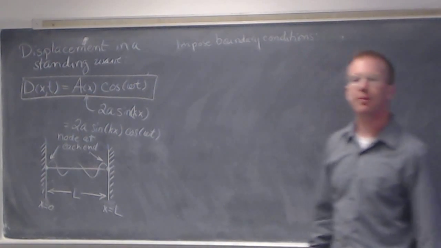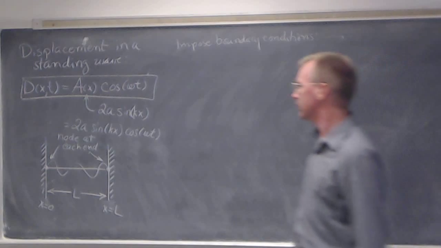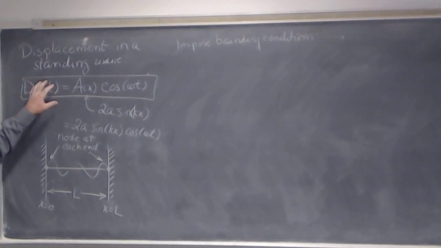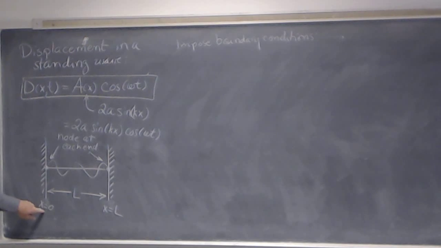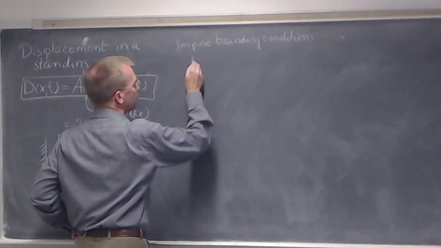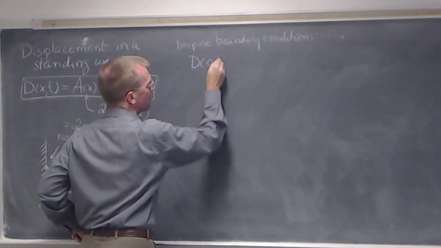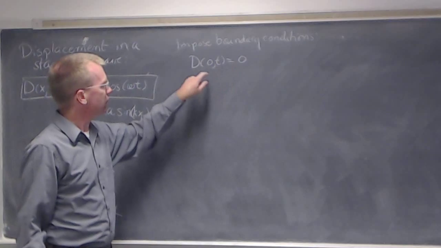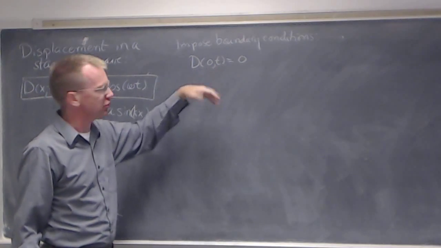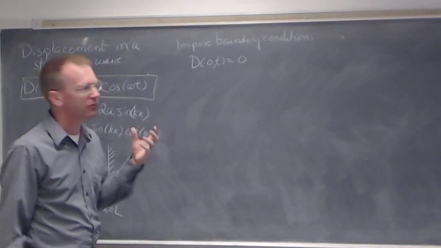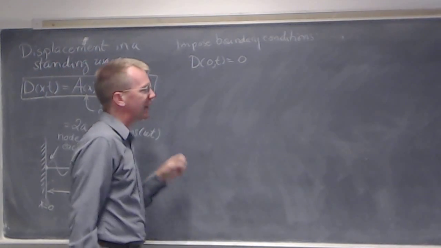So I impose the boundary conditions, is what that means there. That means that I've imposed it on the displacement. The displacement at x equals 0 is 0. d of x comma t. Well, t is changing over time. At x equals 0, there's a node. The displacement has to stay 0. What does that lead me to?